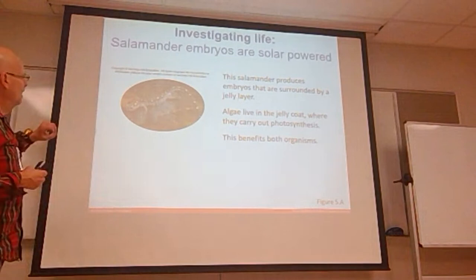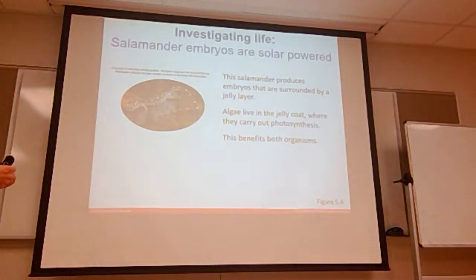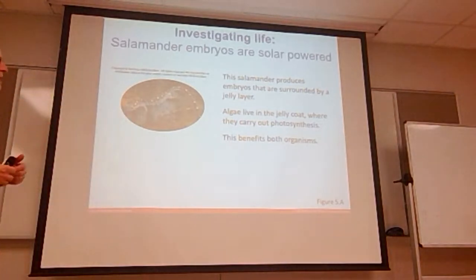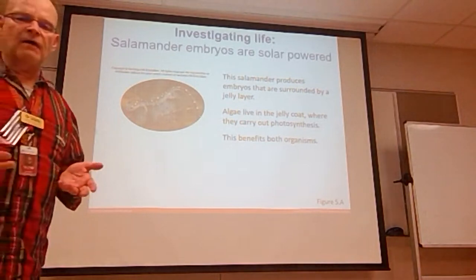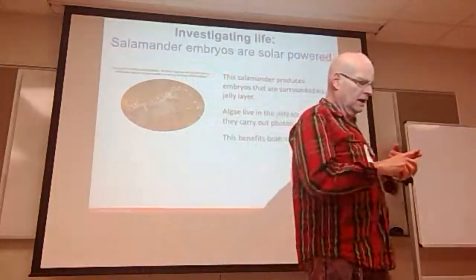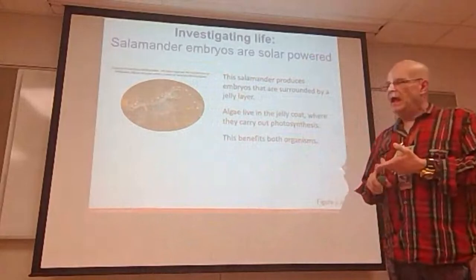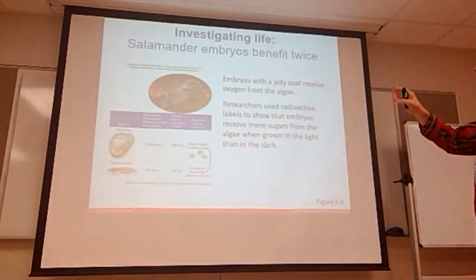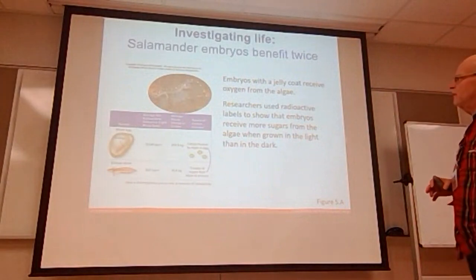But what this particular salamander does is it finds an area where there is algae growing, and she lays her eggs amongst the algae. And then the algae starts to grow in amongst the jelly that's holding the eggs together, and the algae starts to perform photosynthesis. Now, that does two things. It gives the algae a place to live, and it also benefits the eggs of the salamander, because the embryos within the jelly coat receive oxygen from the algae.